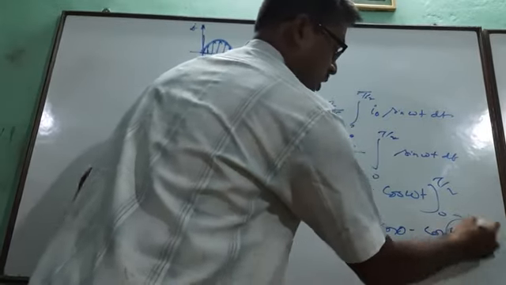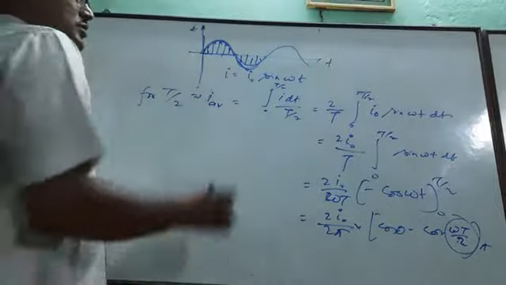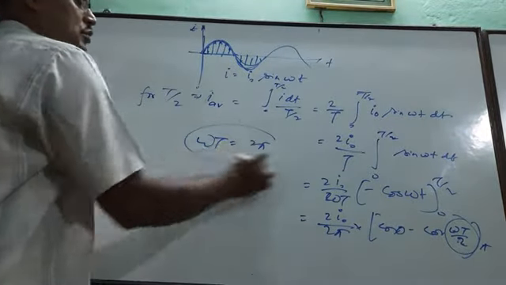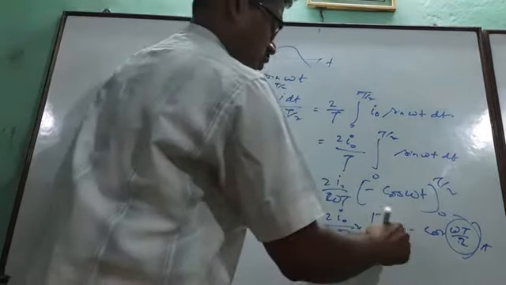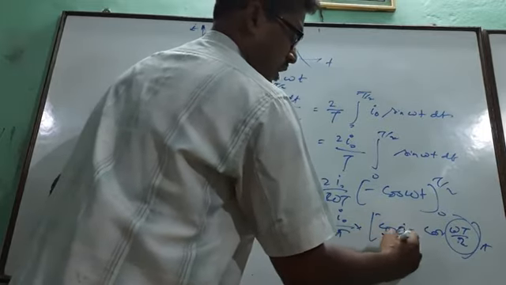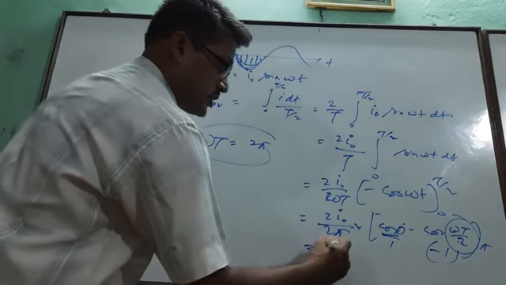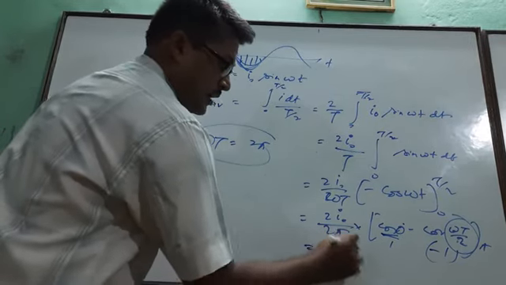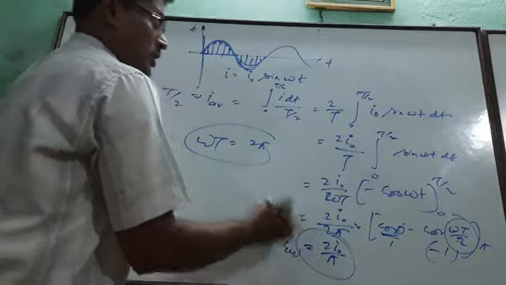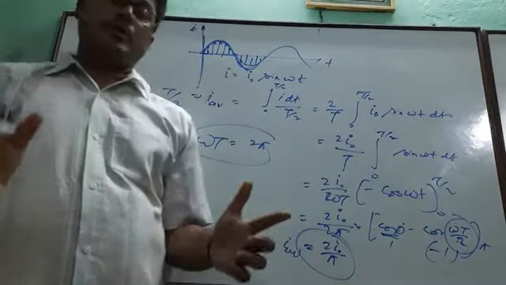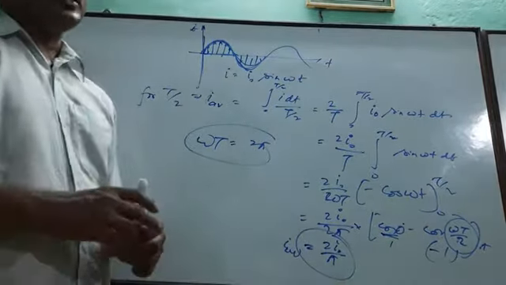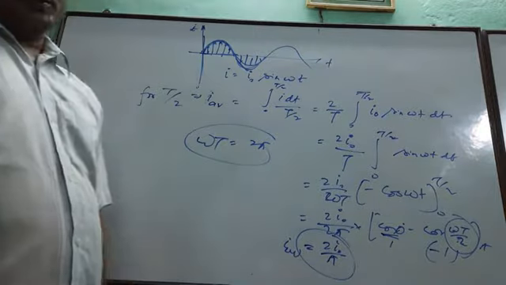Omega T by 2 means what? Pi. Because omega T is 2 pi, so by 2 is pi. Cos pi is minus 1, so this is 1 and this is minus 1, so no negative sign is there. That's why it is 2 I0 by pi. So this is the average value in half time period. In half time period we can find the average value, but in full time period it is 0.